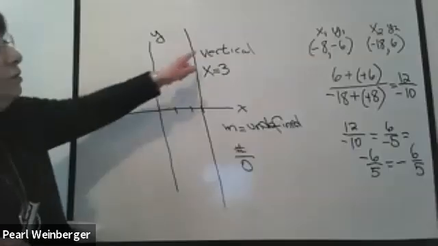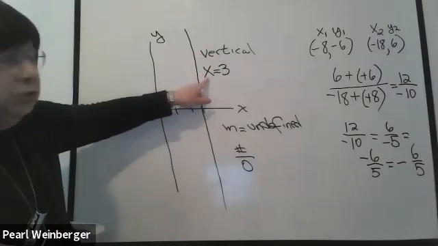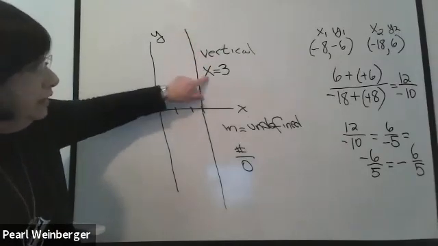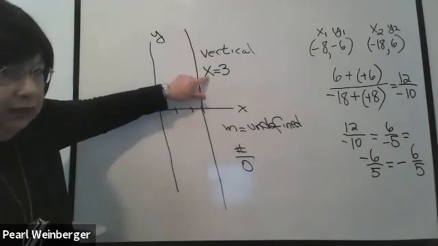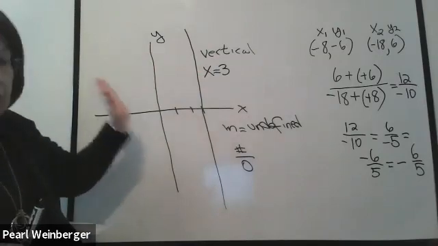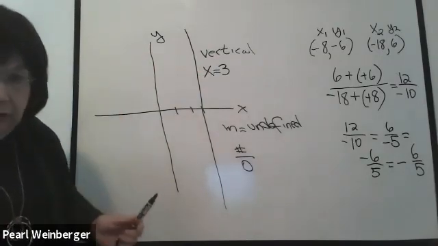Professor, could you repeat where you said a vertical line doesn't have an X? Or, no, doesn't have a Y? A vertical line doesn't have a Y, it only has an X. A vertical line always has only X in the equation. A horizontal line only has Y in the equation.